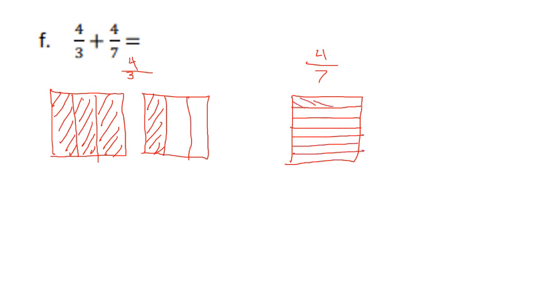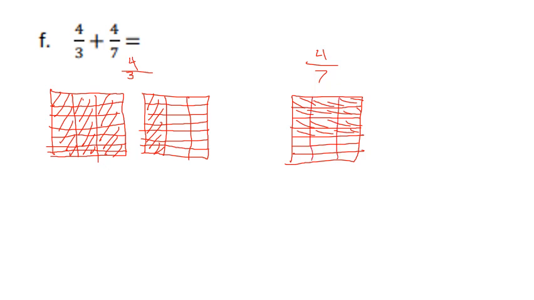And we're doing 4/7. There's 1, 2, 3, 4/7. Now I've got to take sevenths across. There's 1, 2, 3, 4, 5, 6, and 7. 1, 2, 3, 4, 5, 6, and 7. Now I've got to bring my thirds over here.